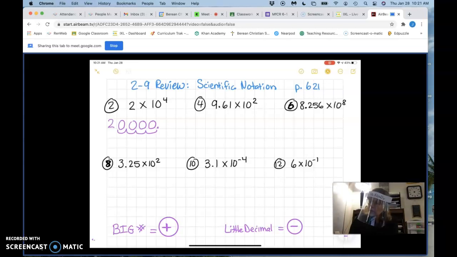Let's go again with the next one. Again, I have a positive exponent, so that means my decimal is going to move to the right to make a bigger number. So we're going to move 2 places. 1, 2. So remove the old decimal. And this time, we don't have to add any zeros because there's already numbers in those little loops. So our answer is 961.